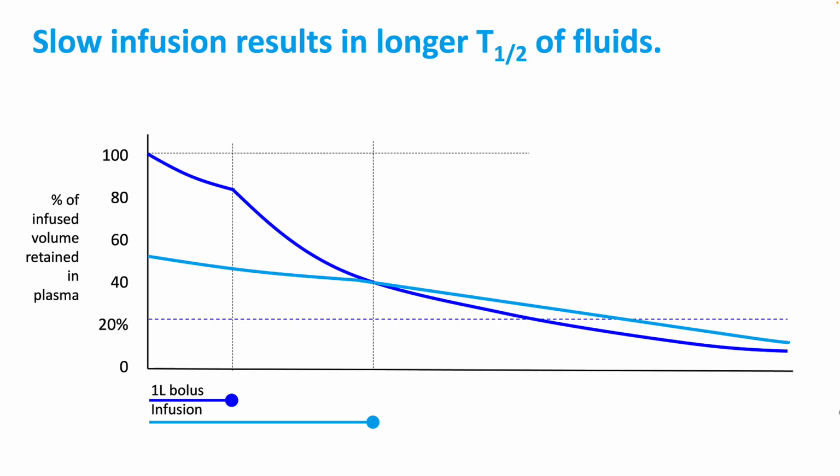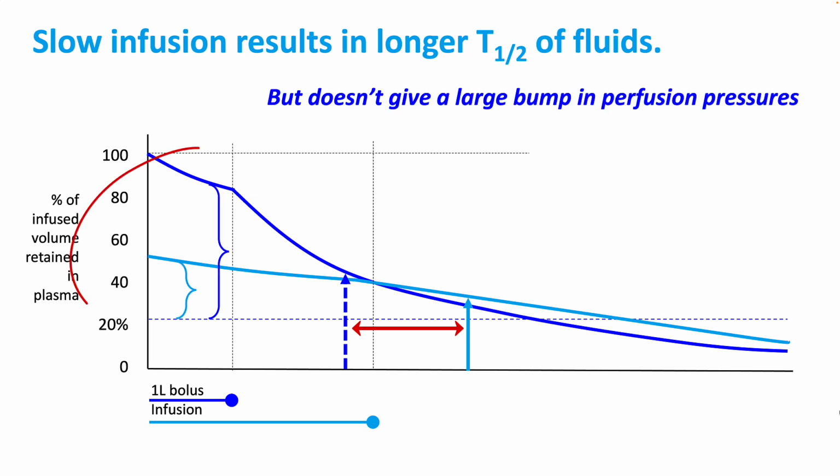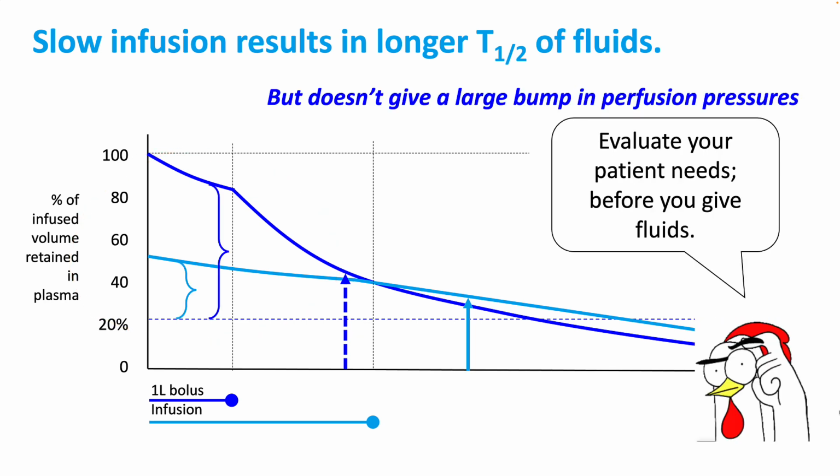When you give slow infusion, your T half of the fluid is longer. However, understand that slow infusion will not result in that large bump of perfusion pressure. Look at your patient need before you give fluid. If your patient is hypotensive and you want to make the blood pressure better faster, and the patient is fluid responsive, it's always better to give your patient boluses of fluid. If you think that you have achieved good blood pressure and good perfusion, and you still think that the fluids are going to help him, try to give him fluid at a lower rate. Always look at fluid tolerance before you order any fluid.